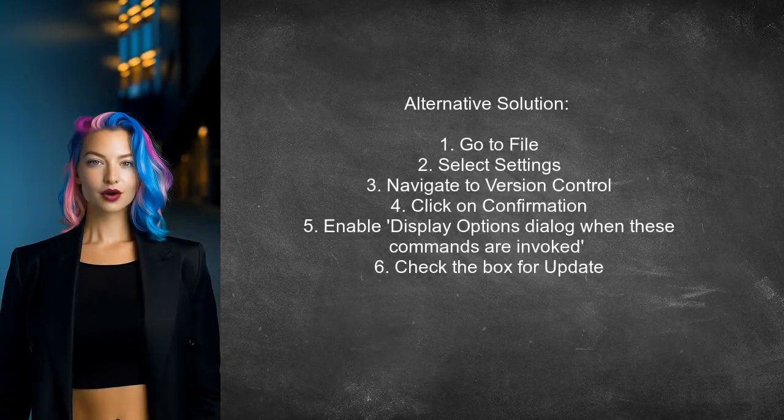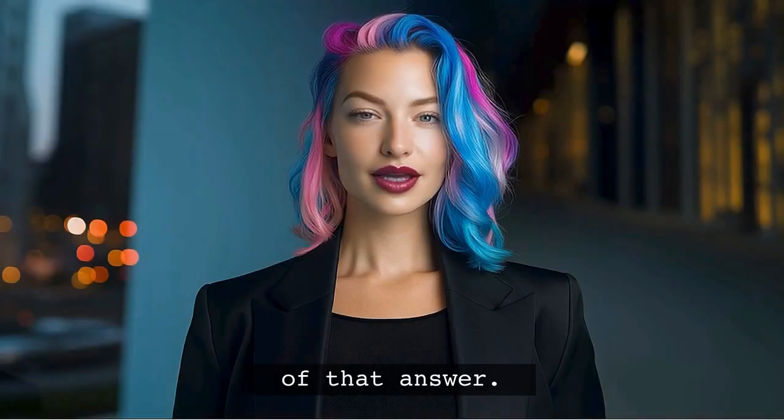An alternative solution to show the Android Gradle plugin update dialog again involves adjusting your settings in Android Studio. First, go to File, then Settings. Next, navigate to Version Control and select Confirmation. Here, you'll find an option labeled Display Options Dialog when these commands are invoked. Simply enable the checkbox for Update and you're all set. That's the end of that answer.